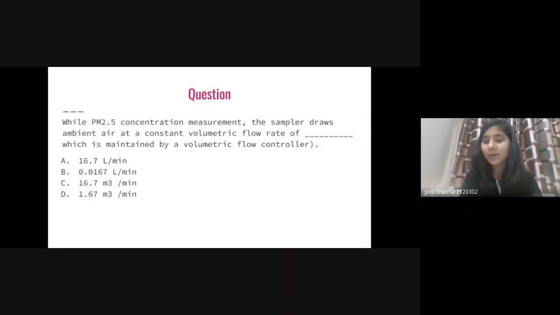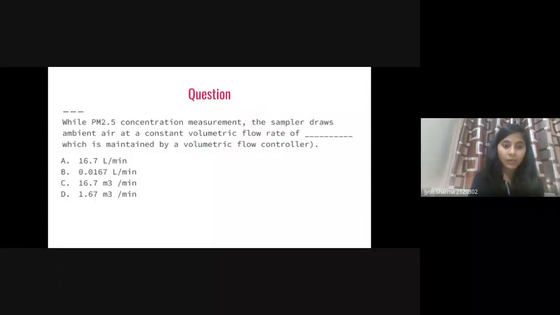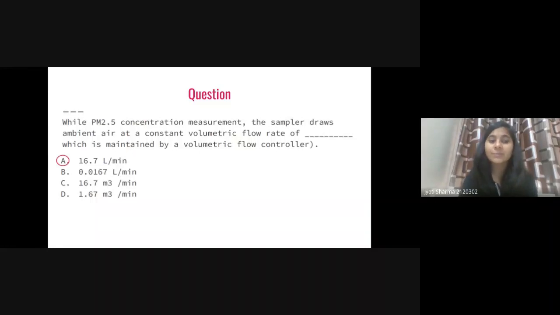Even if you are giving me the wrong answer, it doesn't matter. If you are involved, that's enough for me. So you can give me whatever answer you are thinking, right? Okay, Alka gave me A, Abdul gave me A, and AS gave me C. Because two people have given me A, I will go with A, that is 16.7 liter per minute.